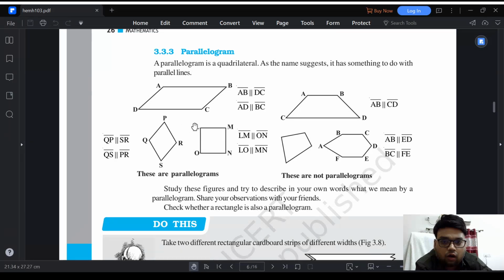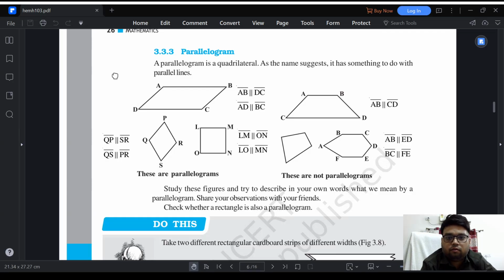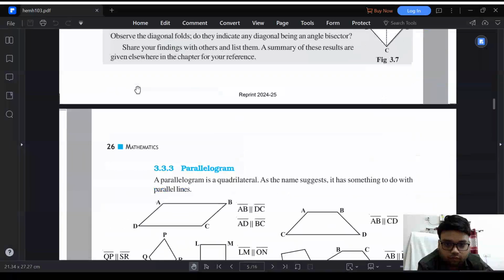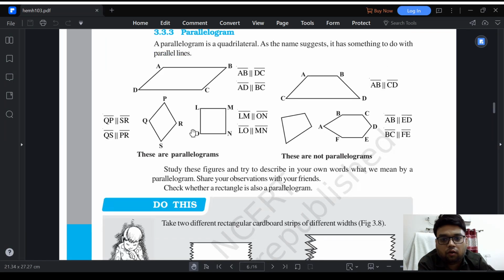What is a parallelogram? What we have learned here: firstly trapezium. After the trapezium, for kite, what is a kite? Two sides are equal. Then further moving to the parallelogram, as the name implies, the parallel lines: two sides are parallel and further two sides are parallel. This is the example of a parallelogram.